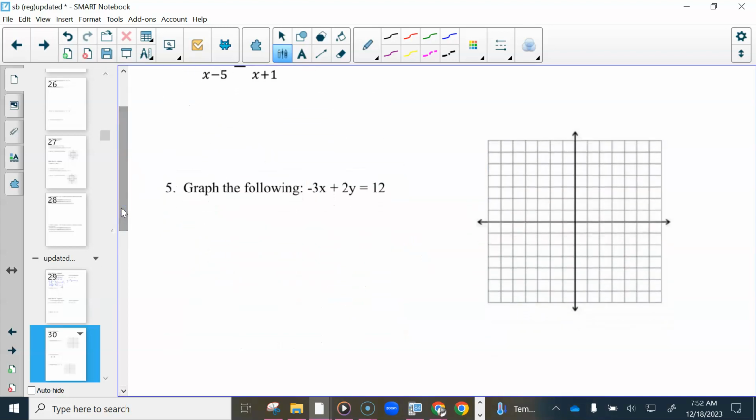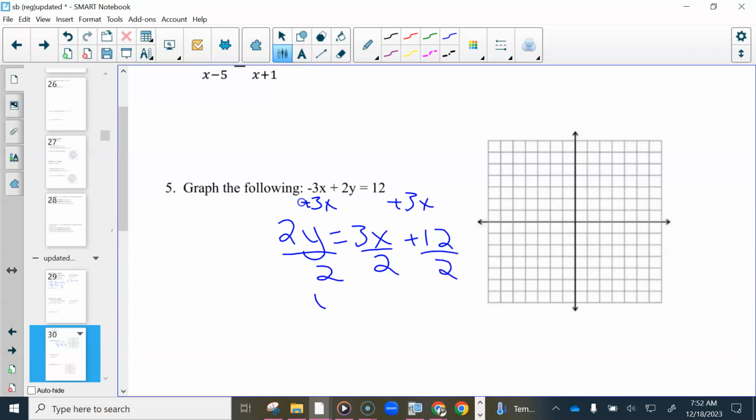To graph this one, we had to solve this. Add 3x to both sides, and divide everything by 2. So then graphing this, we have a y-intercept at 6 and a positive 3 over 2 slope. But I can't go up 3, so down 3, left 2, as many times as that works too.